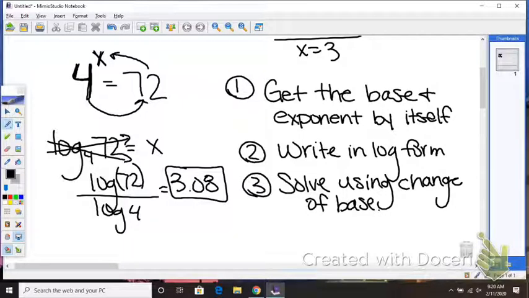Before, when we wrote it in exponential form, they were whole numbers. Like if I said 4 to the x power equals 16, you know that that's 2. We could figure that out just by doing mental math. Today, you're not going to be able to figure it out because it's going to be some kind of a decimal. Okay?